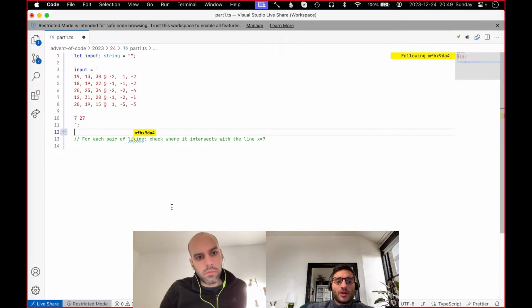For each pair of lines, check where they intersect. Is that point inside the rectangle?